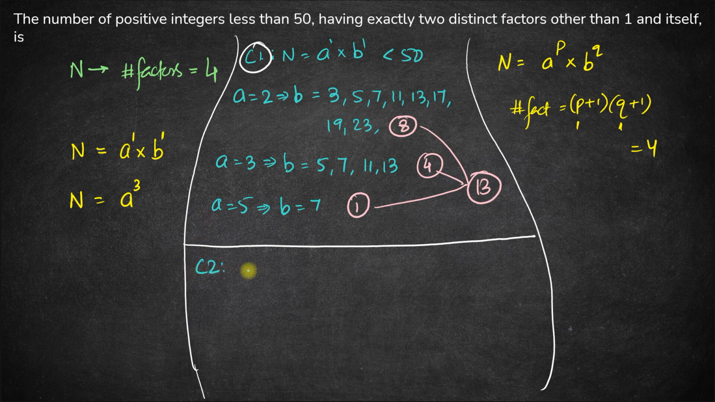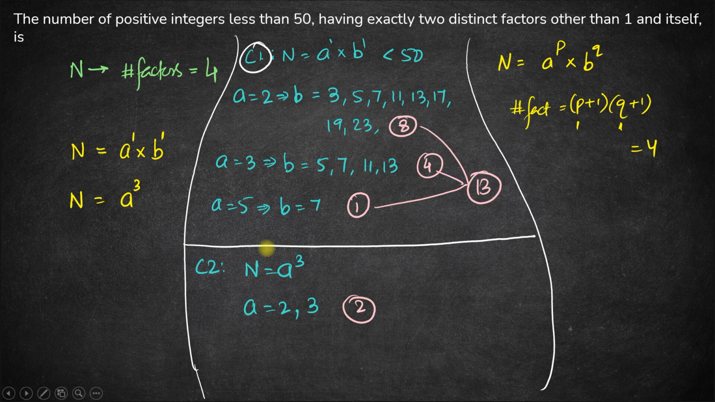Now from the second case, where n is equal to a cube, let's see what are the values that a can take. Now a can be 2, 2 cube is 8, fine. a can be 3, 3 cube is 27, which is also fine. Now a cannot be 5 because 5 cube is 125, greater than 50. So there are two possibilities of a over here. That means there are two possible numbers here.